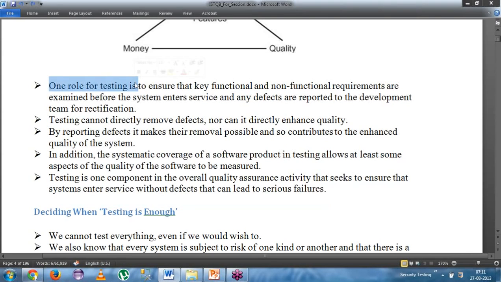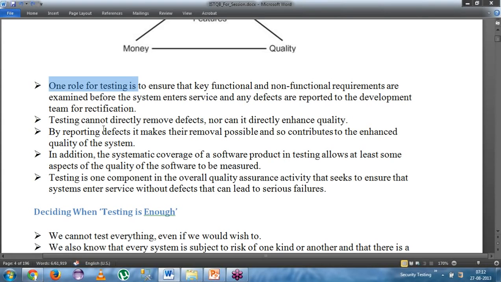What is the role of testing? It is to ensure that your product is defect free. It's to ensure that your functional and non-functional requirements are examined before you deliver it to the end users or before you ship the product. Any defect that you find during this life cycle, you report it, and the defect will go through the defect life cycle, which we'll talk about in upcoming sessions.